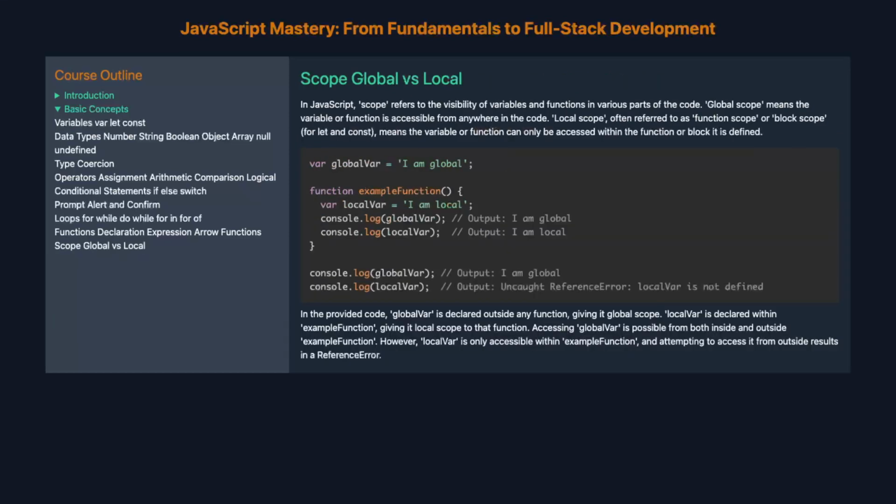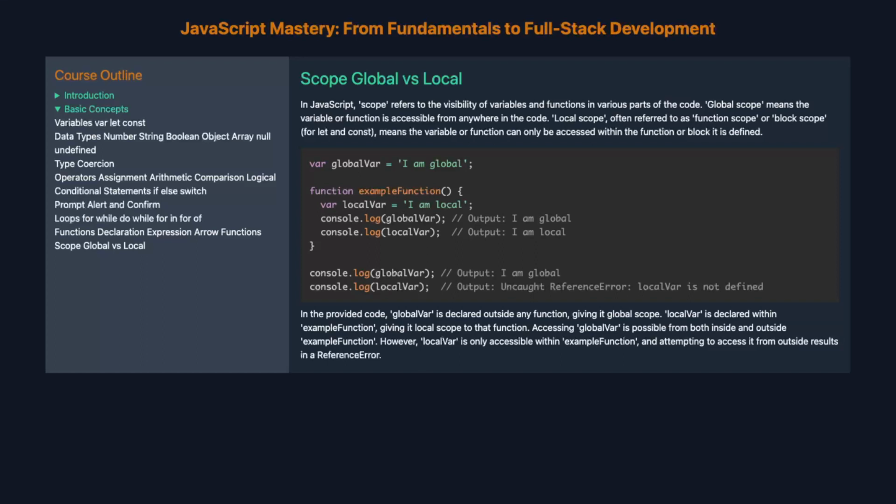Scope: global versus local. In JavaScript, scope refers to the visibility of variables and functions in various parts of the code. Global scope means the variable or function is accessible from anywhere in the code. Local scope, often referred to as function scope or block scope for let and const, means the variable or function can only be accessed within the function or block it is defined.